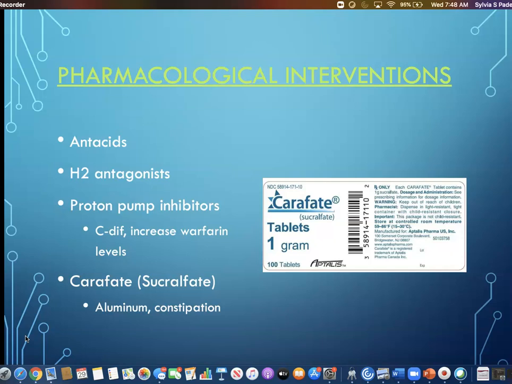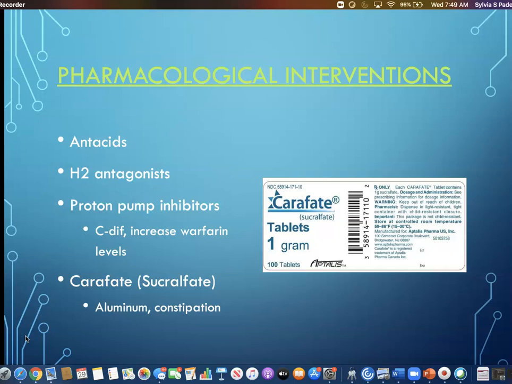So whenever patients are on Coumadin and they get prescribed the PPIs, the Coumadin levels have to be adjusted and then monitored closely, because if, say, a patient is within the therapeutic range for the warfarin and then they start taking the proton pump inhibitors, their levels could greatly increase and put them at risk for bleeding.